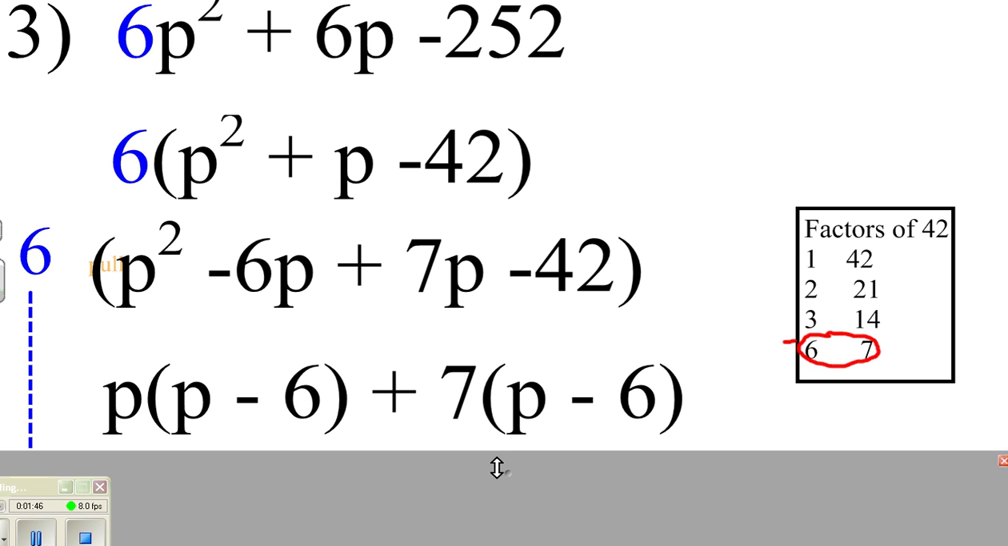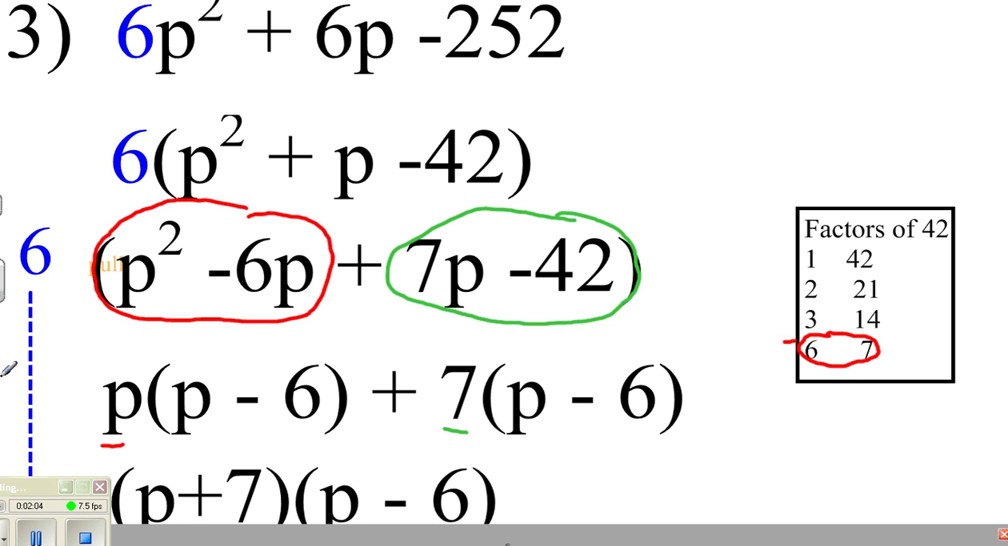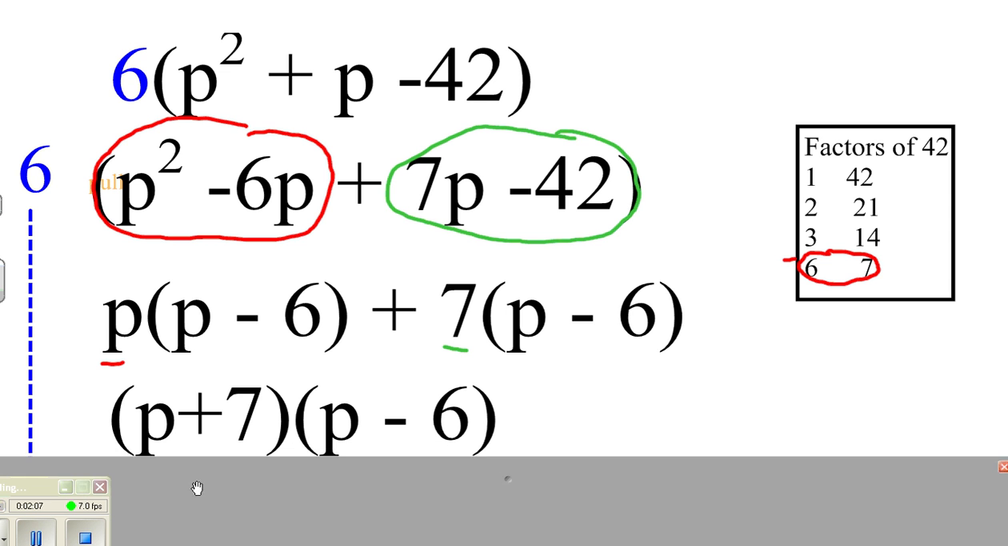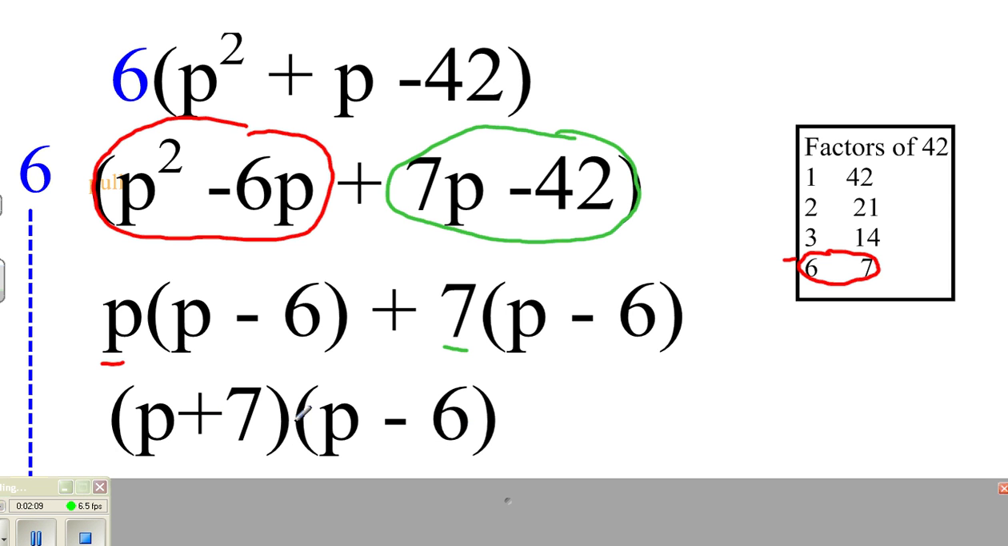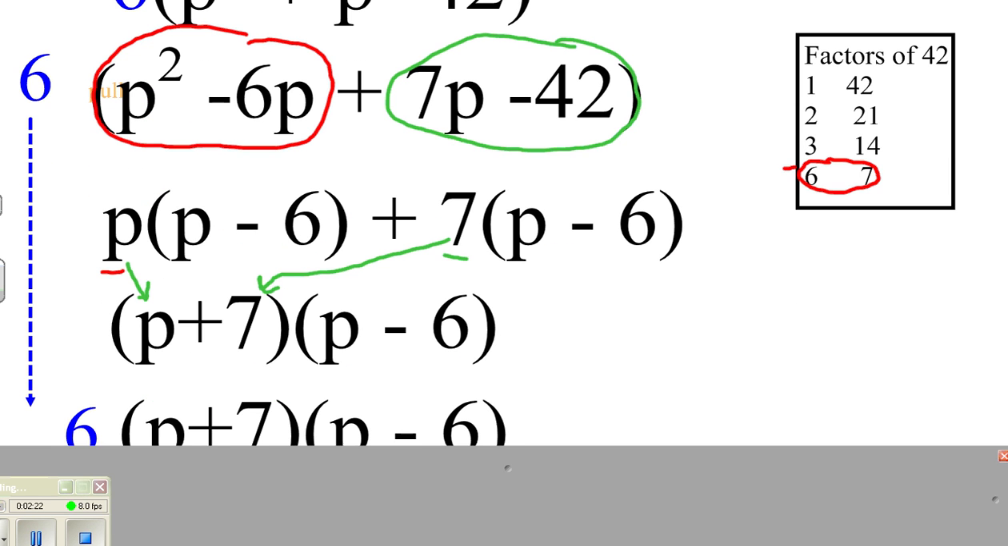Continuing on then, we group the terms, first two, and we can factor out a p, like we did here, and then we group the second two, and we can factor out a 7, we did there. Then we combine, like we did before, the p minus 6 term is multiplied by p and by 7. So we're almost done, but we don't want to forget about this 6 that we factored out at the beginning. And there it is.